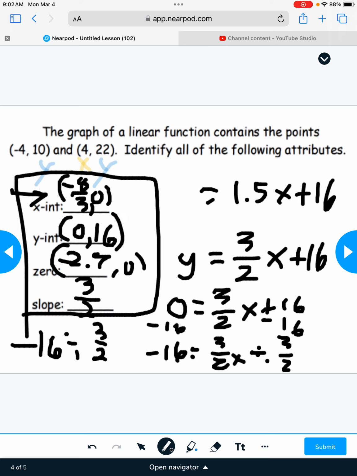And once again, we couldn't find our zeros or our x-intercepts without actually solving for the equation and then plugging it in. I'm going to have you go ahead and begin working on your worksheet from here.